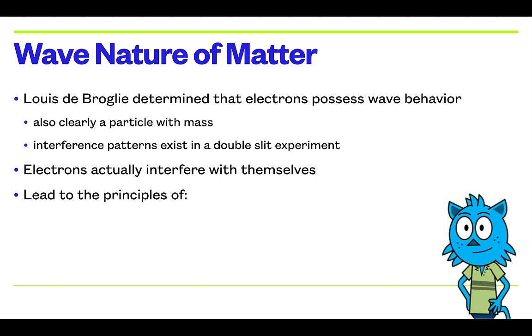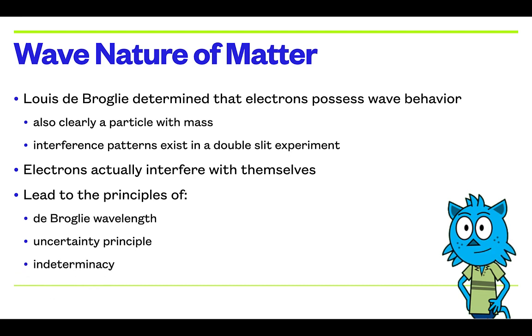But when we started looking at the idea of mass traveling as a wave, it began to lead to some interesting principles. Specifically, this idea of a de Broglie wavelength, which means that any particle that has a mass and has a velocity will have a wavelength. So anytime something is moving, it will have a wavelength. This includes you walking down the street. You have a wavelength as you move walking down the street. It also leads to the idea of the uncertainty principle. We'll explore that in a little bit more detail. And then the other thing it leads to is something called indeterminacy, which we will also talk about.